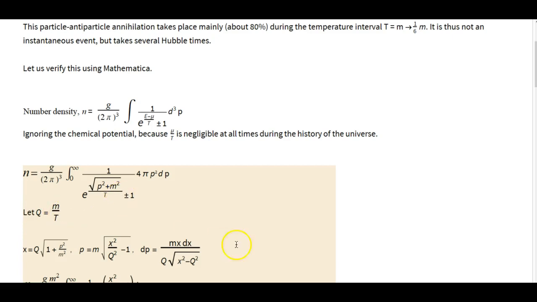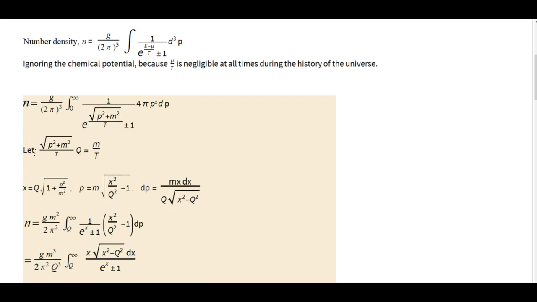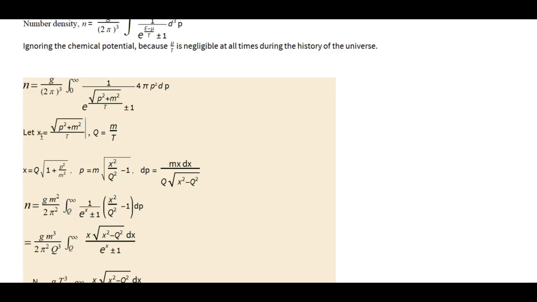Next, let q equal m over T. We make this substitution in the integral. First, I think we should do the substitution x equal to this, so x is equal to the square root of p squared plus m squared, over T, and q is equal to m over T. After some algebraic manipulations, we can write the number density in this form. It's pretty straightforward.